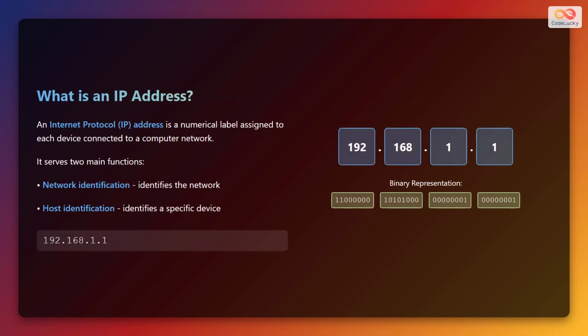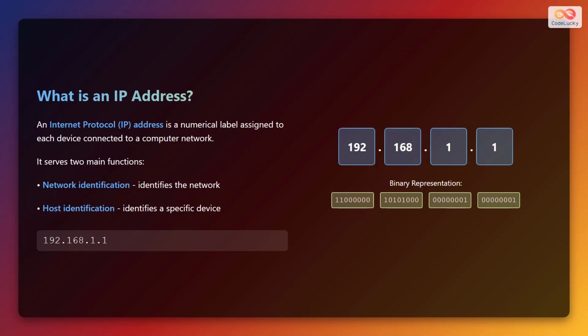Let us understand what exactly an IP address is. An Internet Protocol address is a numerical label assigned to each device connected to a computer network that uses the Internet Protocol for communication. Think of it as a postal address for your computer on the Internet. It serves two primary functions. 1. Network identification. This identifies the network to which the device is connected, and 2. Host identification. This identifies a specific device on that network.